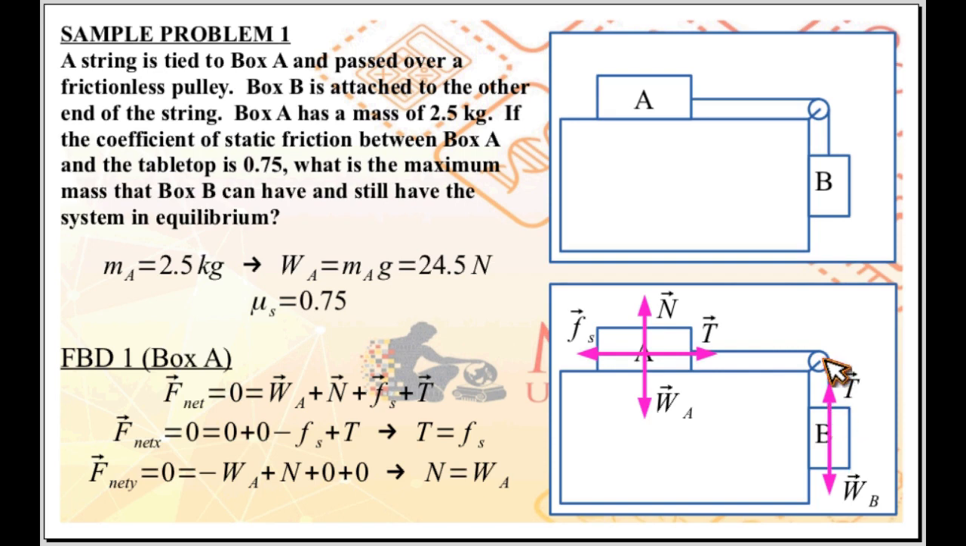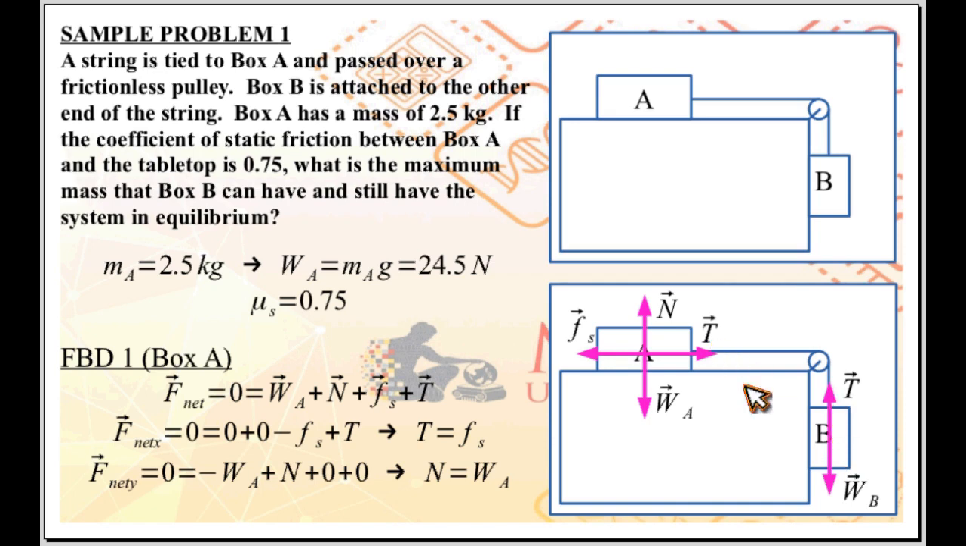Note that the string is passed over a frictionless pulley. A frictionless pulley will have no effect on the value of the tension inside the string. Its effect is on the direction of the tension. It redirects the string from horizontal to vertical orientation. The same goes for the tension. The tension in the string will be horizontal in this location and vertical in this location. So the string will apply tension T on box A and will apply tension T on box B.